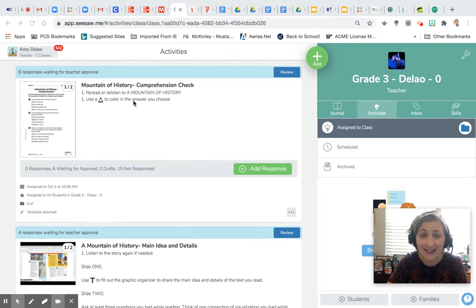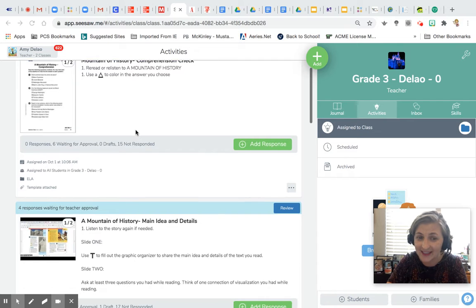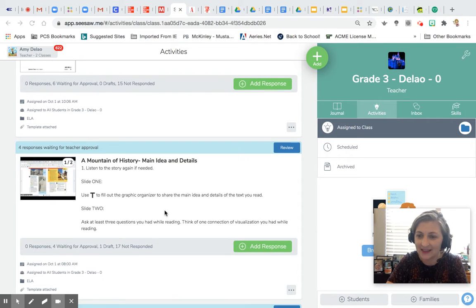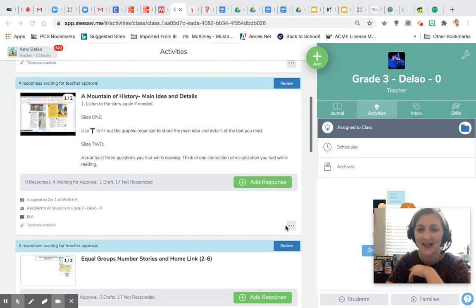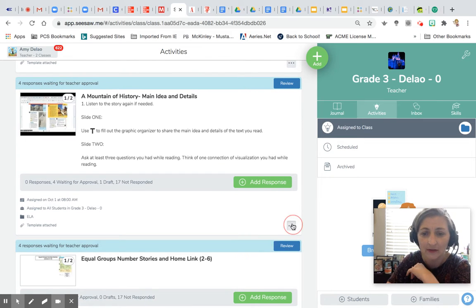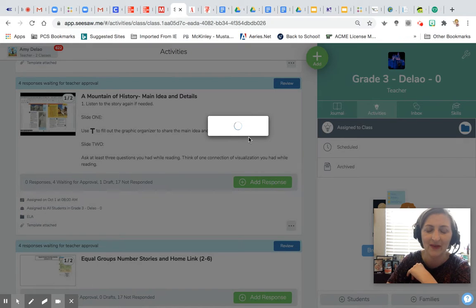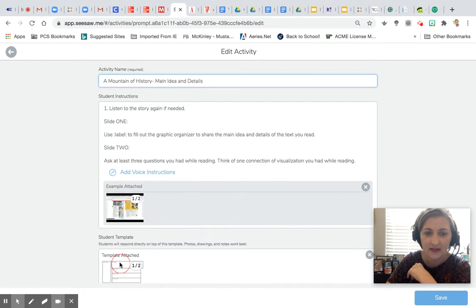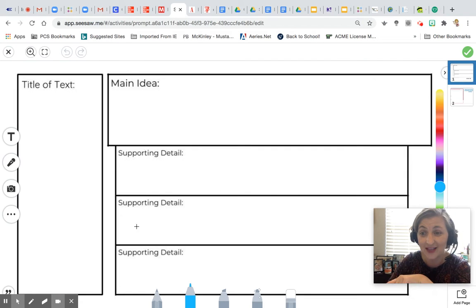All right. So today you have your mountain of history. We read that today. So here's your main idea and details. You were supposed to finish the tree map we did in class, and you could just post that picture instead of filling this out if you wanted to, or you can fill out the thinking map here. So you can either post the picture right on top of this, or you can fill this one out.